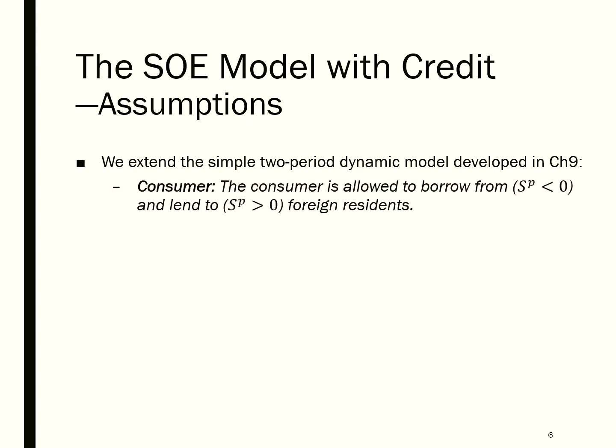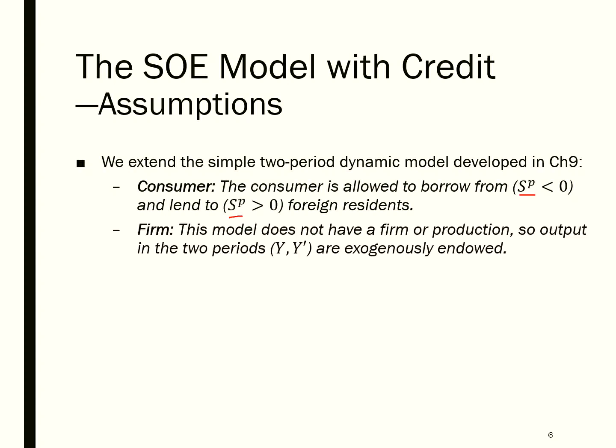First of all, consumers maximize their utility under their budget constraints. But just like in the dynamic model in chapter 9, they are allowed to borrow from the rest of the world or lend to the rest of the world. The net lending is denoted by SP. So if SP is negative, that means they are net borrower, and if it is positive, then they are net lender.